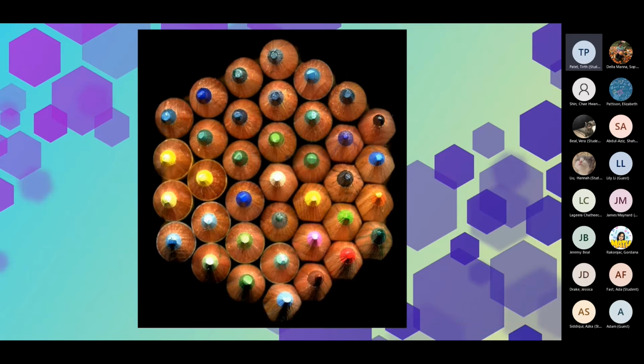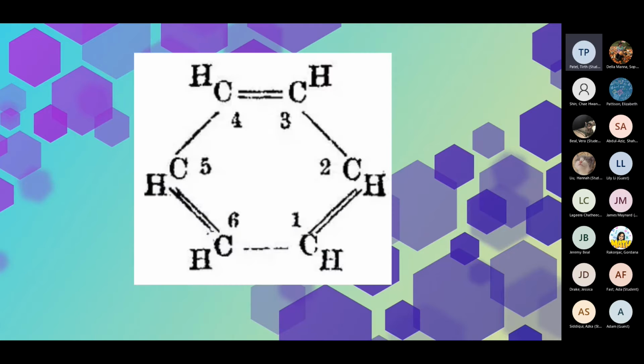We can also see industries using the properties of hexagons. A majority of pencils are made in a hexagonal shape. The hexagon shape enables more efficient packing when they're packaged in boxes. This shape allows manufacturers to pack in more pencils per volume than any other shape, and they become easy to store. Hexagons are also used in organic chemistry.